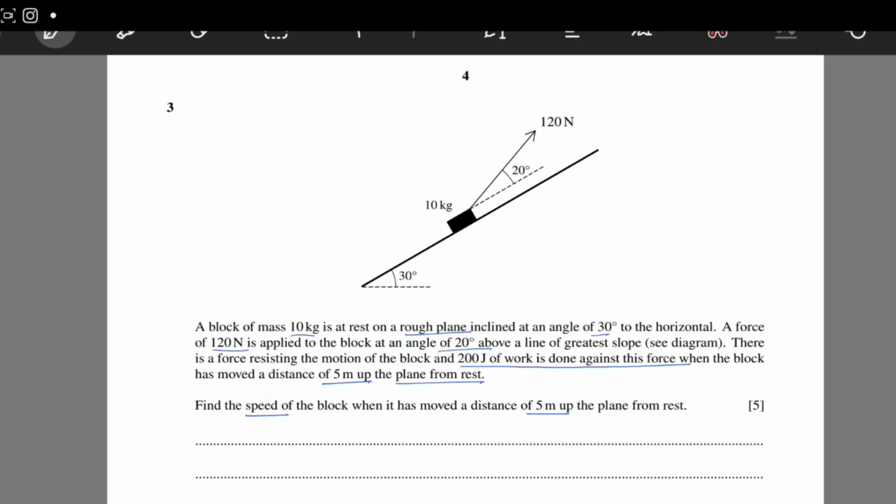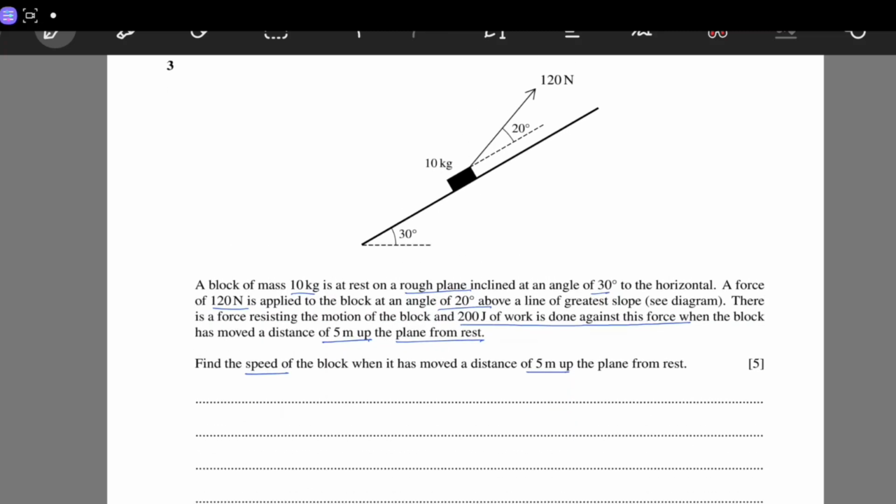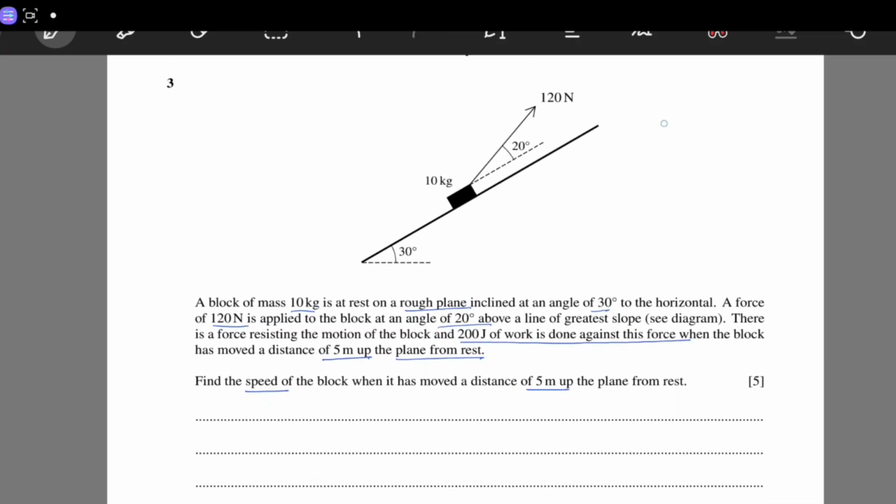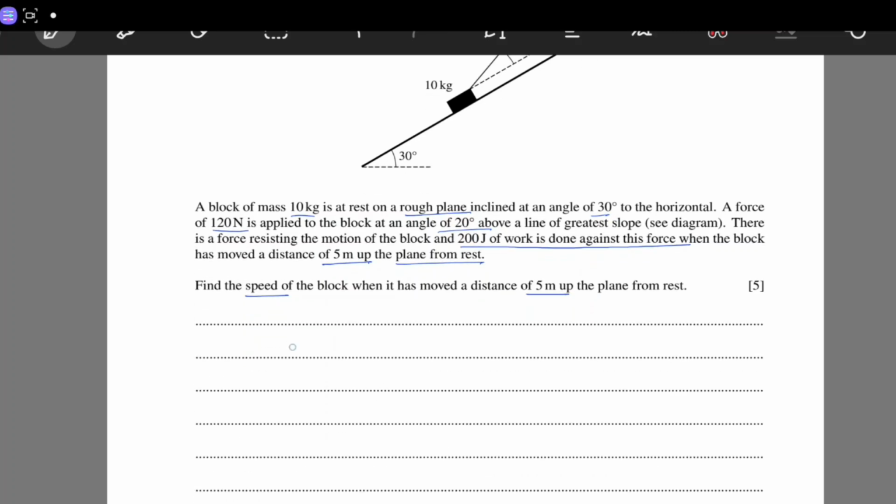So, approaching these types of questions, we need to focus on the idea that energy is conserved, as we have already done in question 1. Energy is conserved. That means if energy is lost, another form of energy is gained. So, which energy is lost in this question?